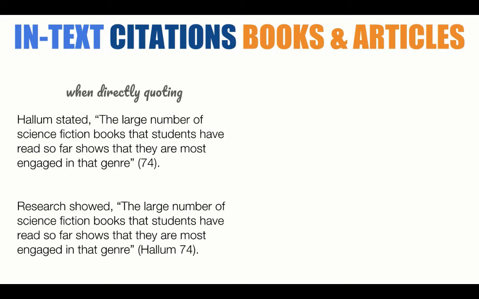However, in the second example here, I did not use the author's name. I just said research showed, and so on. So that means in my parenthetical citation or my in-text citation, I need to include the author's name and the page number. Remember, the period goes afterwards. Think of the in-text citation as part of your sentence. Do not put a comma between Hallam and 74. That's a common mistake, and that's not correct. Just to review, if you've already used the author's name in the sentence, you would not also put it in the parenthetical citation because that would be redundant and incorrect.